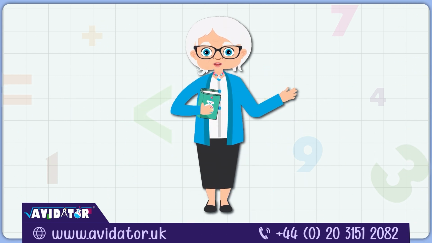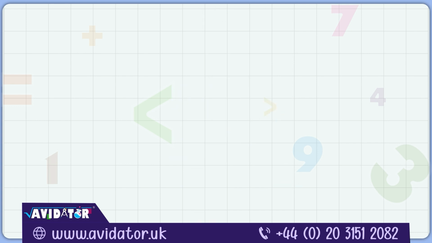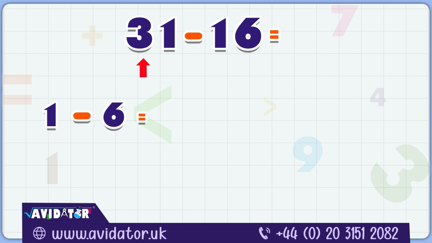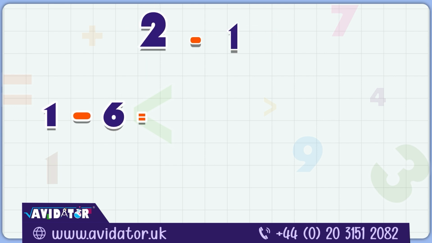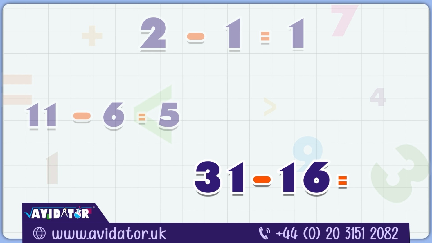But what happens if the top digit is smaller than the bottom digit? That's when borrowing comes in. Let's solve 31 minus 16. Since 1 is smaller than 6, borrow 1 from the tens column. The tens column becomes 2, and the units column becomes 11. Now subtract. 11 minus 6 equals 5, and 2 minus 1 equals 1. So 31 minus 16 equals 15. See, borrowing makes it simple.